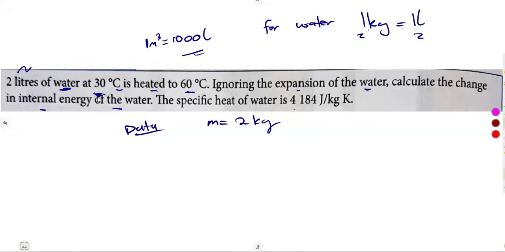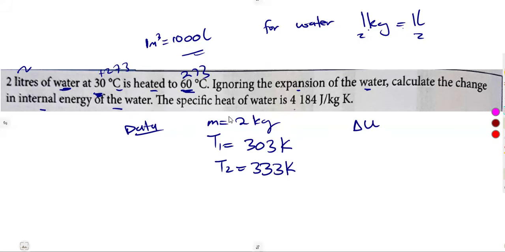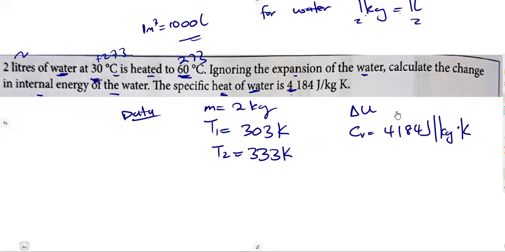At this temperature, that's our initial. Remember our temperature, guys, must be in Kelvin. So add 273. That's our initial temperature T1 of 303 Kelvin. Then to the final temperature, which is T2, we add 273 again. It gives us 333 Kelvin. Ignoring expansion of water, calculate the change in internal energy. And we are given the specific heat capacity of water, our CV, as 4,184 joules per kilogram Kelvin. With this information, we're asked to calculate the change in internal energy.